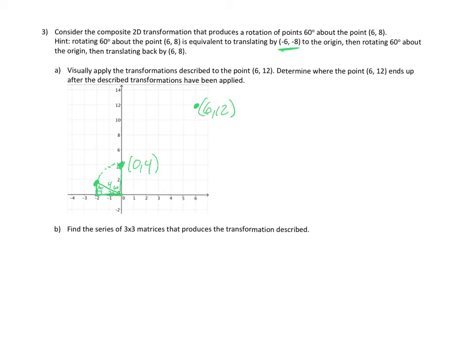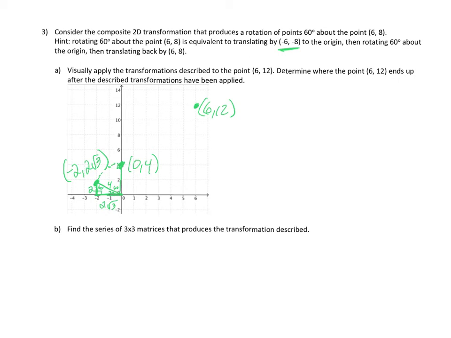And I know that in a 30, 60 right triangle, the hypotenuse is always double the short side. So this is 2. And the long side is always the short side times the square root of 3. And then I'm going to put in the appropriate signs. This is left 2, up 2 root 3. Then I have to take that point and move it back by 6, 8. So right 6, up 8.